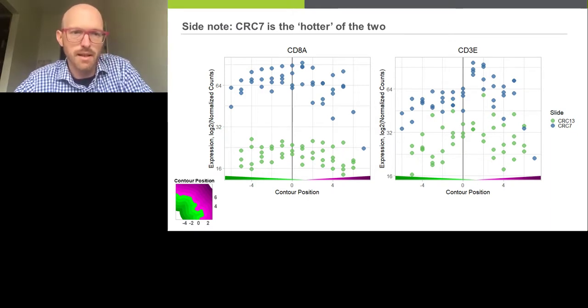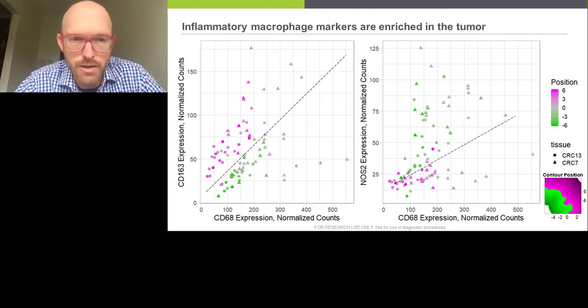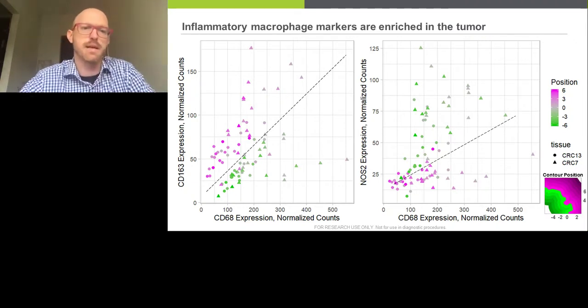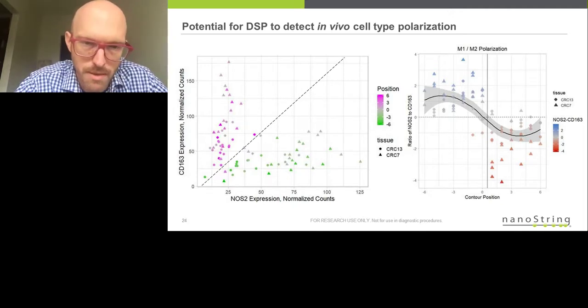We can see things like, in this case, the inflammatory macrophages are enriched in the inflamed tumor with the heavily infiltrated T cells. We can see that distinct difference here. And this shows us that there's a strong M1 and M2 macrophage polarization with that particular patient that has heavily infiltrated immune cells into the tumor.